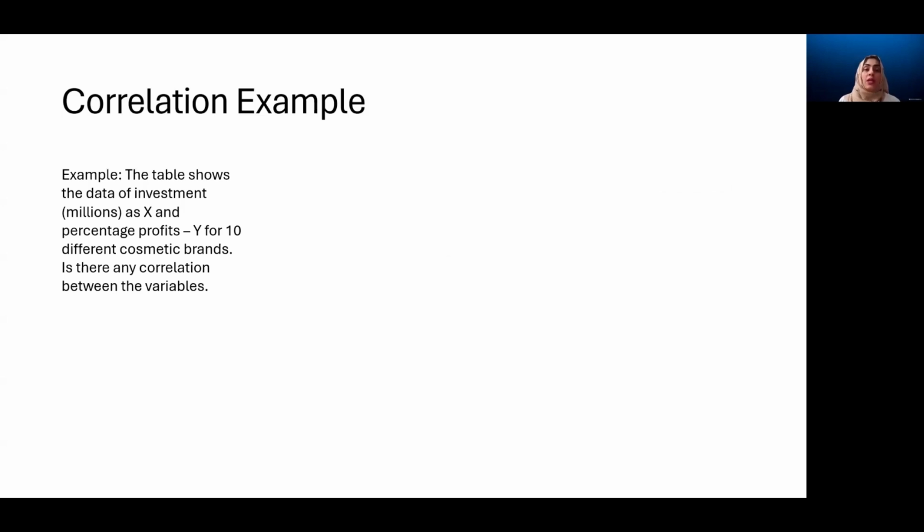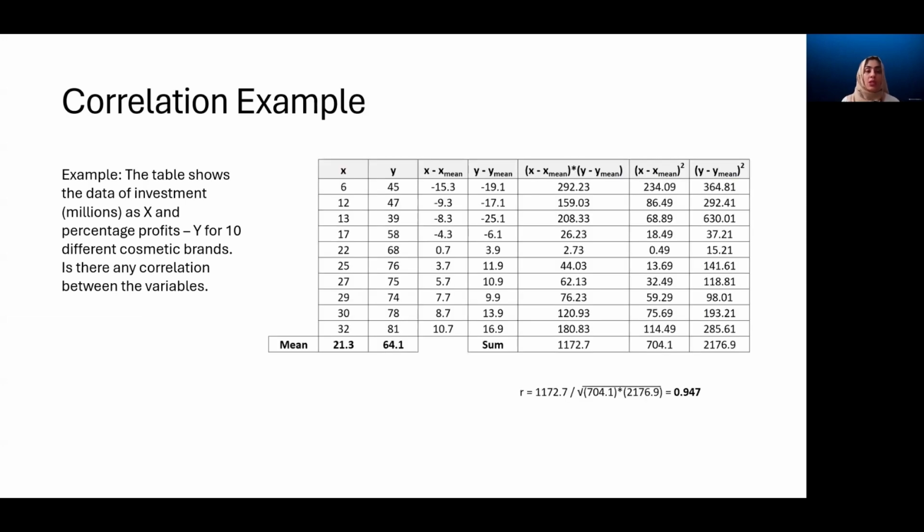Let's have a look at an example demonstrating how correlations can be calculated manually. This is a table which shows data on investments in millions given as X and the percentage of profits given in Y for 10 different cosmetic brands. Now we are to find out if there is a correlation between these two variables, for which we need to find some intermediate values, which is X minus X bar for each of the X values.